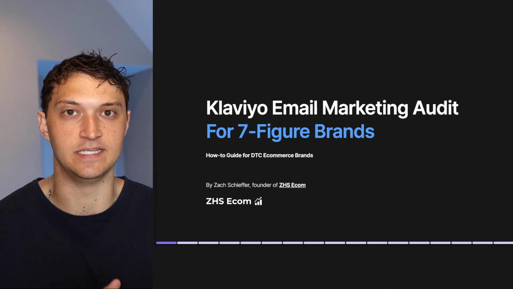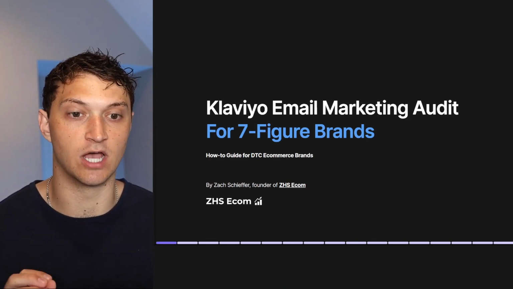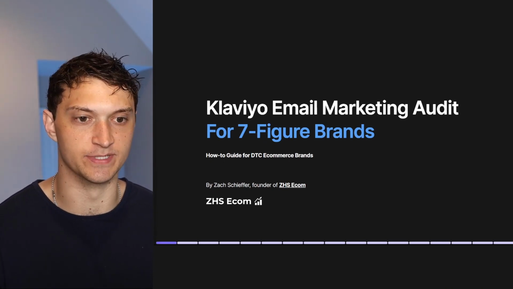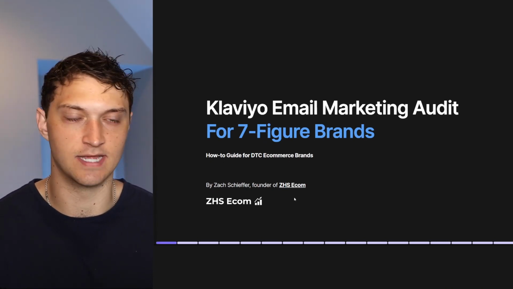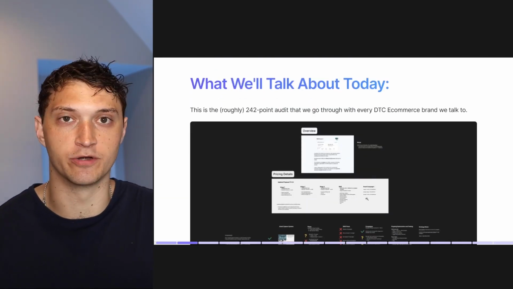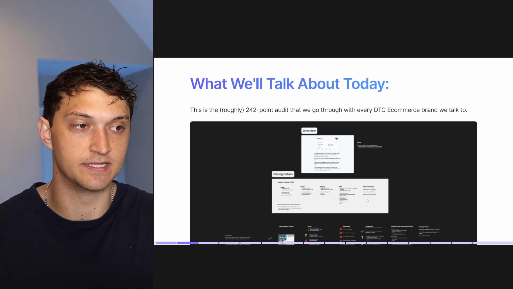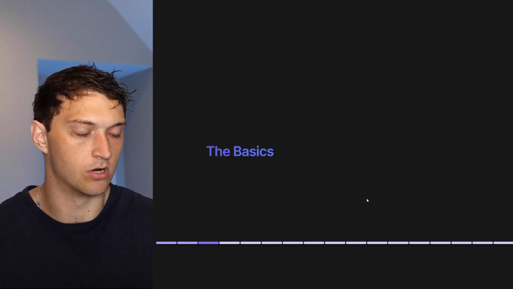Before my team starts working with anyone, we need to do an email marketing audit to understand exactly where improvements can be made. So let's dive into that. We're going to talk about our 242-point audit that we go through with every D2C e-commerce brand that we talk to. And here are the basics.